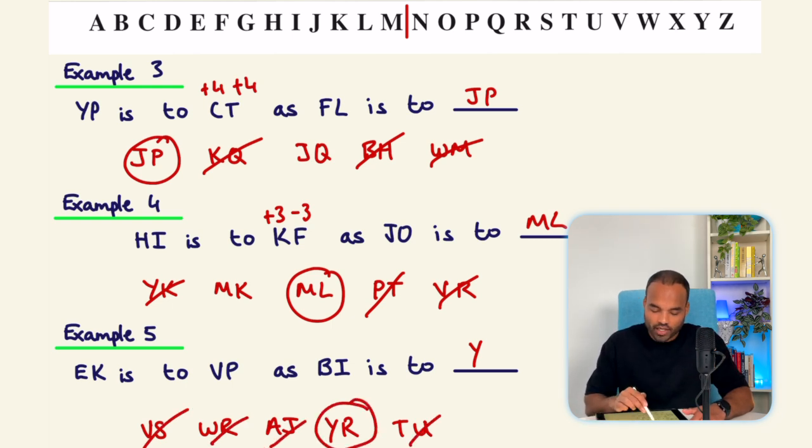But let's just double check. Let's just make sure that I does in fact get reflected onto R. So I is 1, 2, 3, 4, 5 places from that mirror line. R is 1, 2, 3, 4, 5 places too. So we know that this is a mirror question and that is the correct answer.